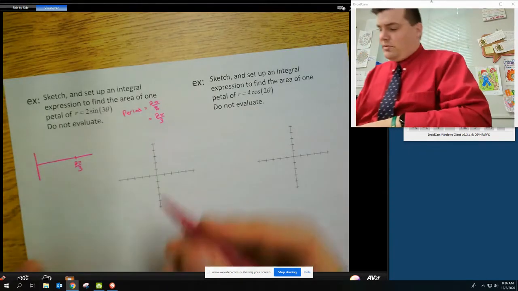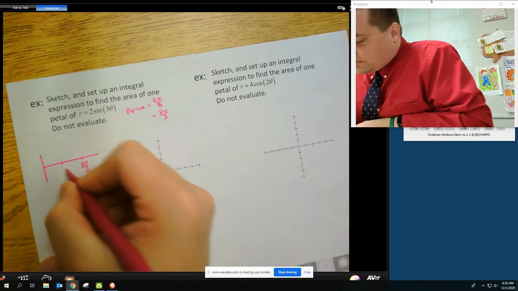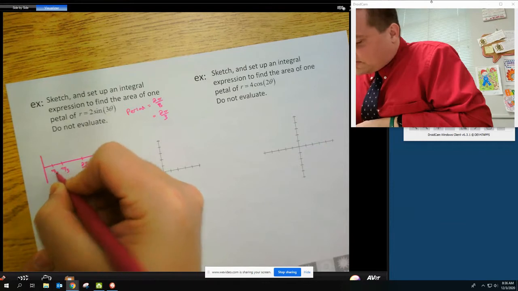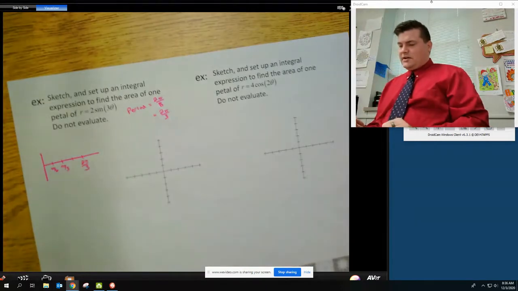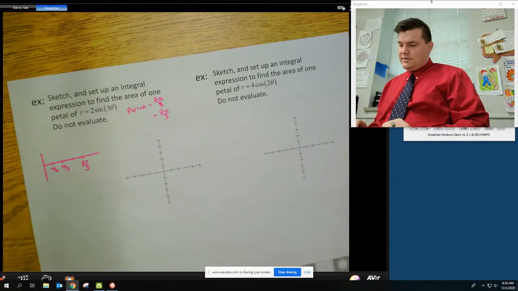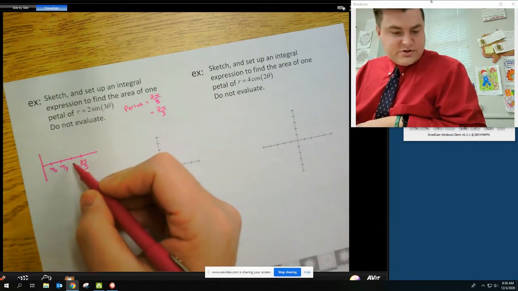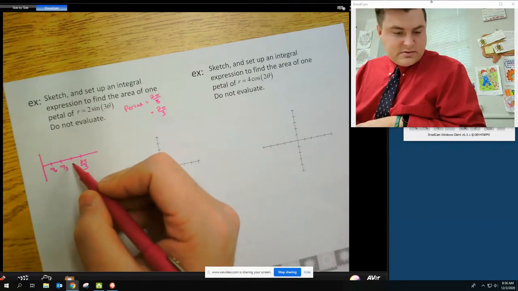And now I'm going to do all my markings here. So I got 2 pi over 3. So halfway would be pi over 3. Halfway from that would be pi over 6. In between those two right there would be, oh boy, 5 pi, just checking, should be pi over 2.